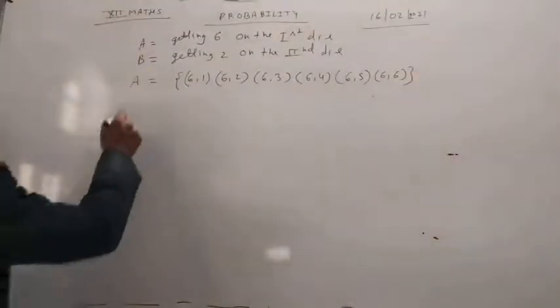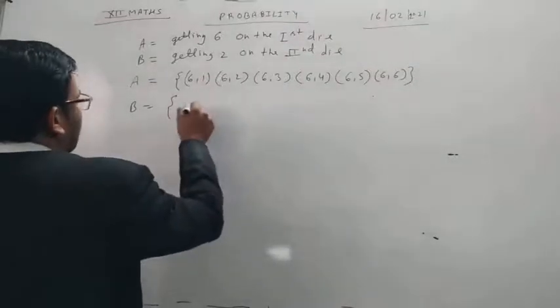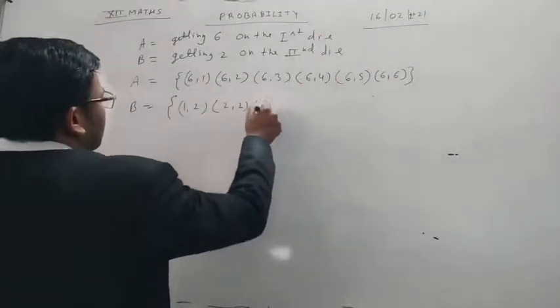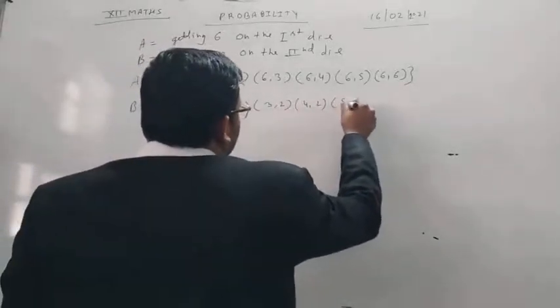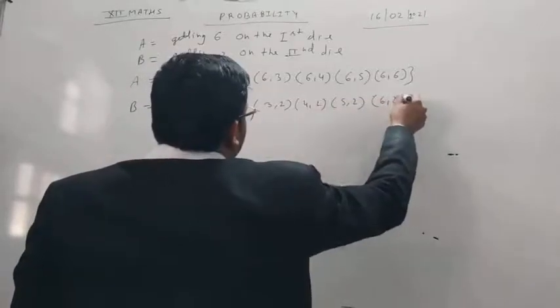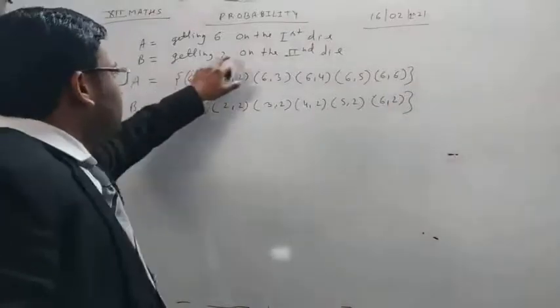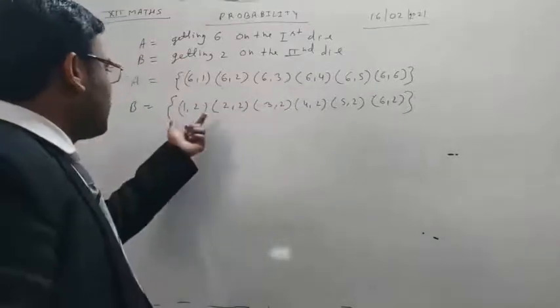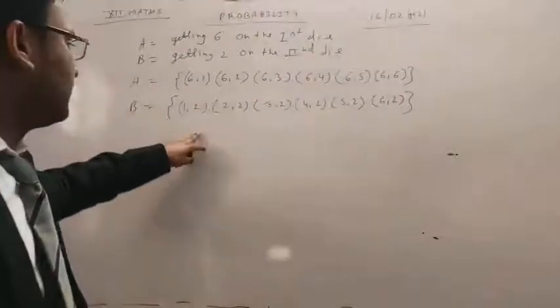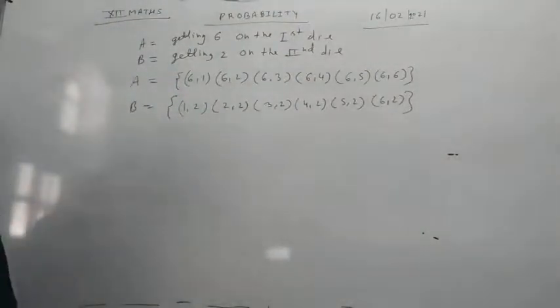Okay, and students, event B is 2 on the second die, which means 1 2, 2 2, 3 2, 4 2, 5 2 and 6 2. So in the second case, getting 2 on the second die, the possibilities are 1 2, 2 2, 3 2, 4 2, 5 2, 6 2. So these are the cases that are possible, students.